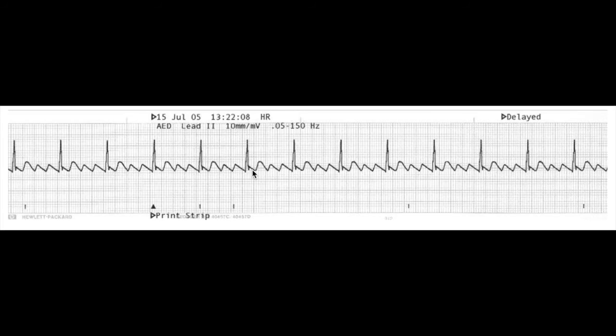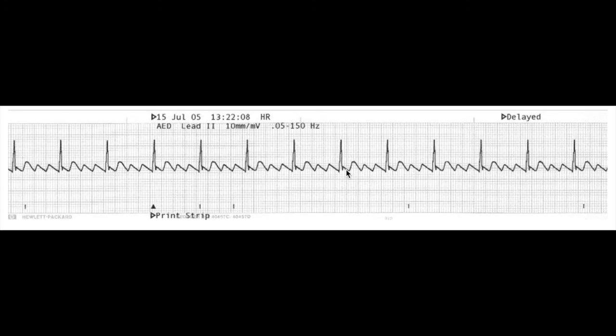Here we can see this is actually a flutter wave here. It's just buried a little bit in this QRS complex. So this is 1, 2, 3, 4, and then a QRS. So this is a 4-to-1 ratio. So we do 300 divided by 4, which is 75. So this is a ventricular rate of 75 beats per minute.